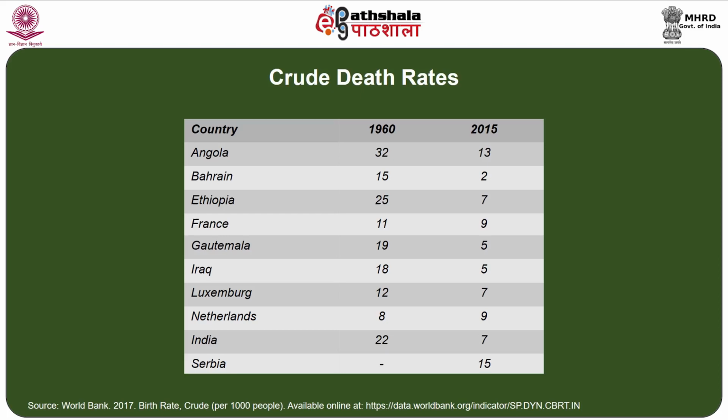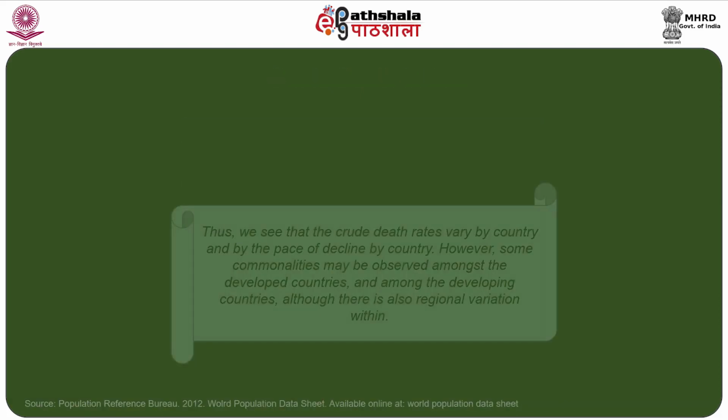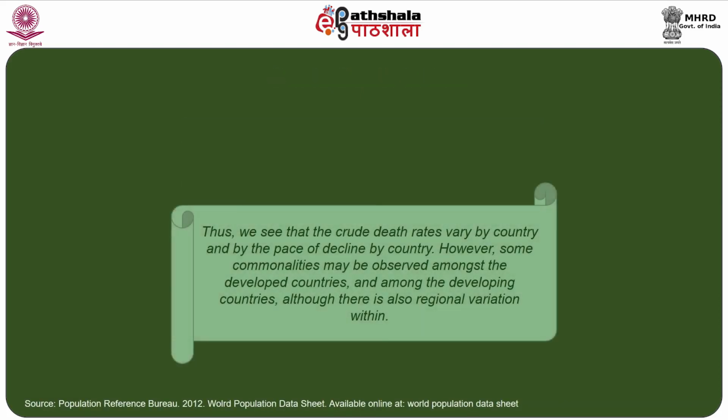In the Netherlands, the crude death rate had a slight increase between 1960 and the data of 2015, that is from 8 to 9. Thus, we see that the crude death rates vary by country and the pace of decline also varies across these countries. However, some commonalities may also be observed amongst the developed countries and among the developing countries, although there are also regional variations within these countries.